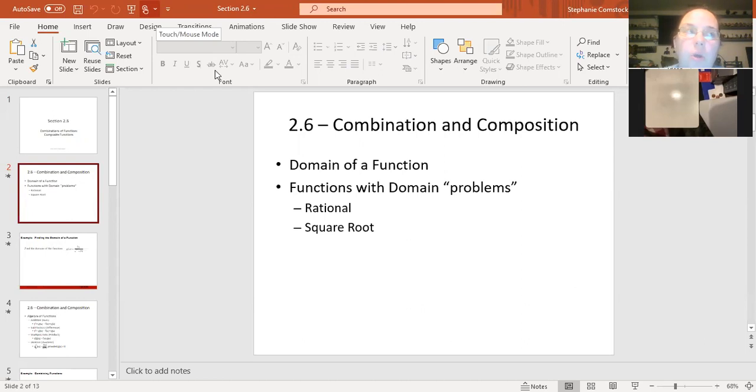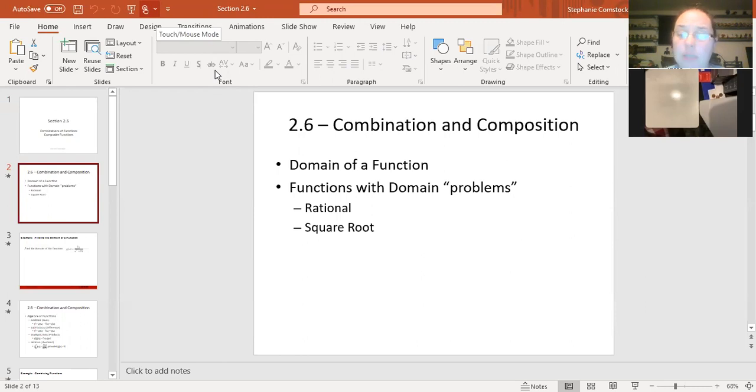So we really have two main types here that have issues. The first one is rational functions, and rational, as we talked about last week when we saw a rational exponent, just means fraction. One of the things we have an issue with is that you are not allowed to divide by 0. So we cannot let the denominator of a fraction be equal to 0. Any numbers that might make that happen, we need to eliminate out of the domain.